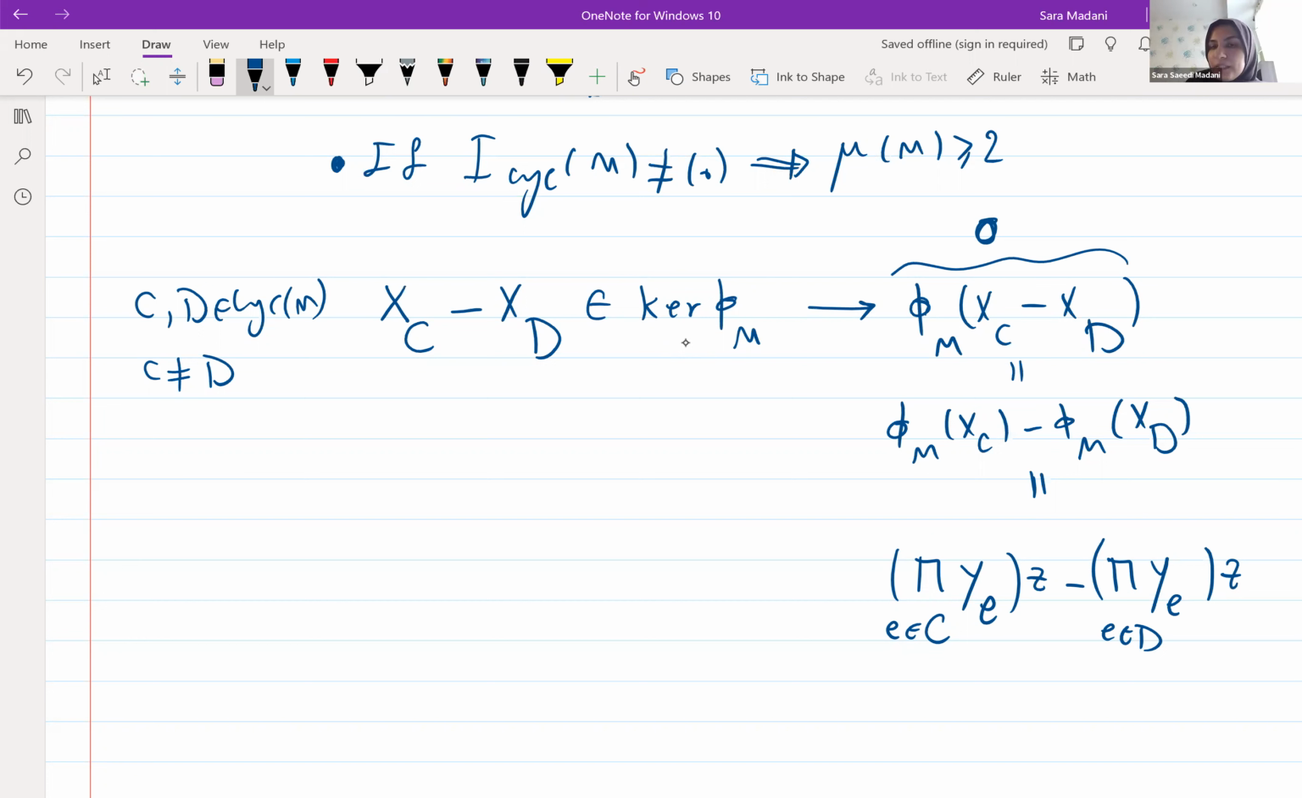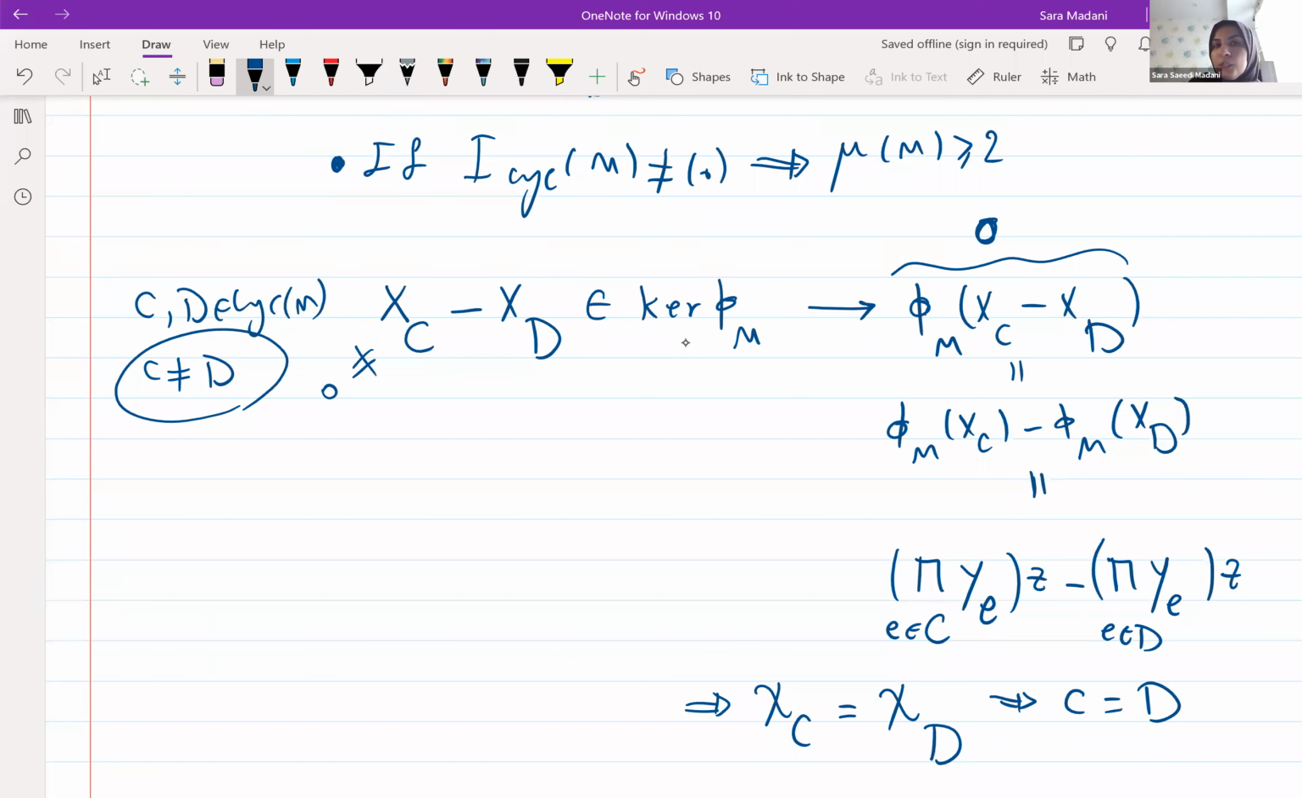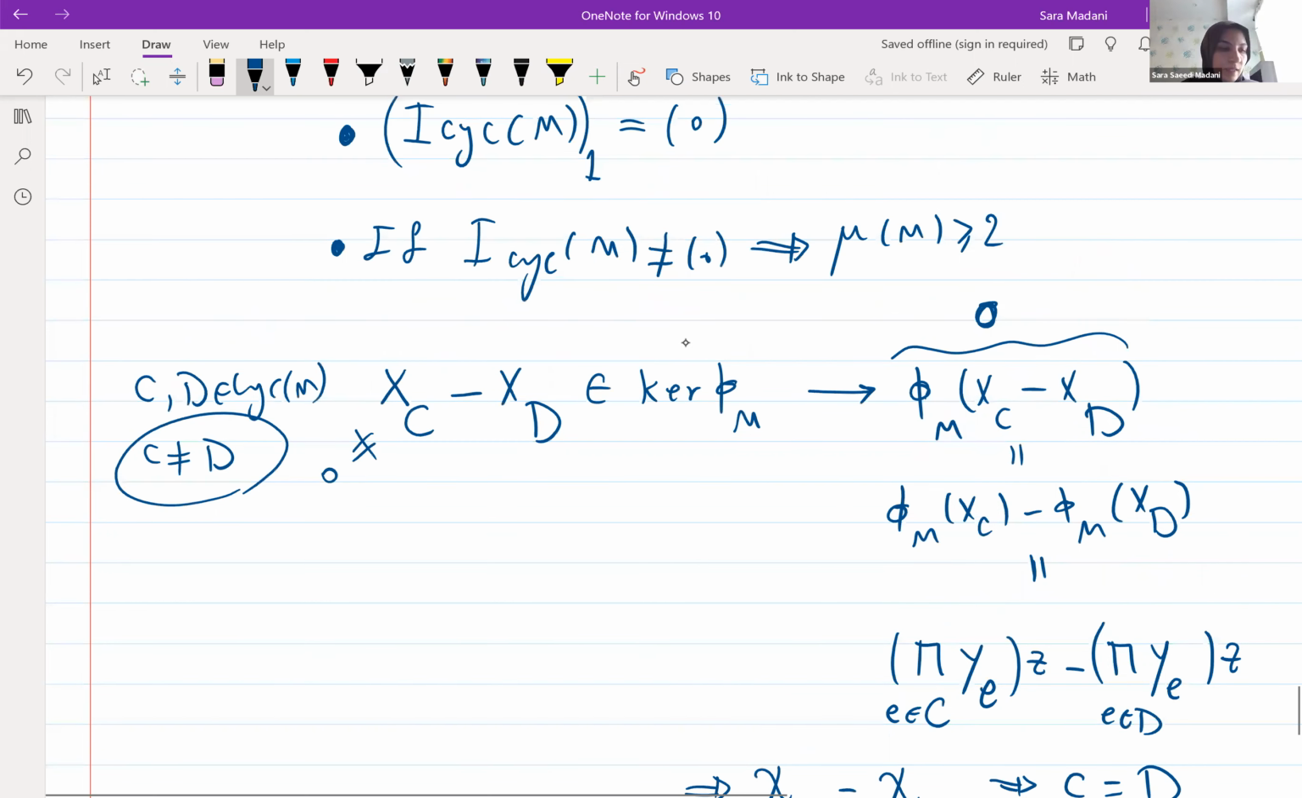And it means that the characteristic vectors of c and d are the same. And it means that c and d as sets are the same, but they were distinct because I wanted to have something non-zero in my kernel. So it is impossible to have linear forms inside the kernel. That's why this degree is zero. And I mentioned before why this happens.